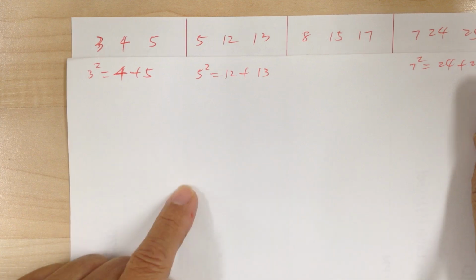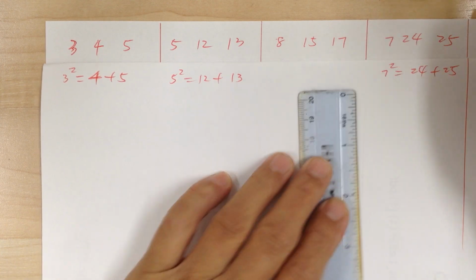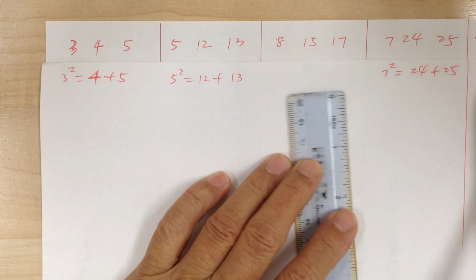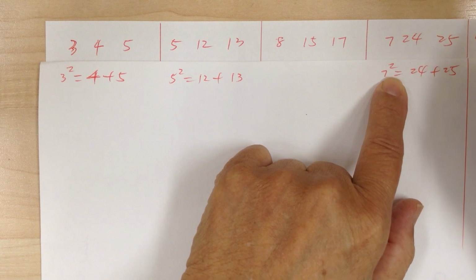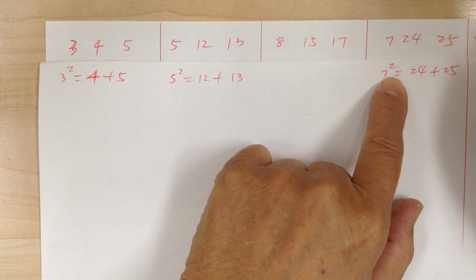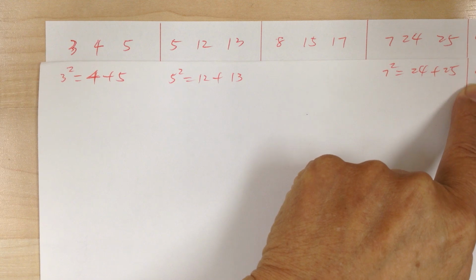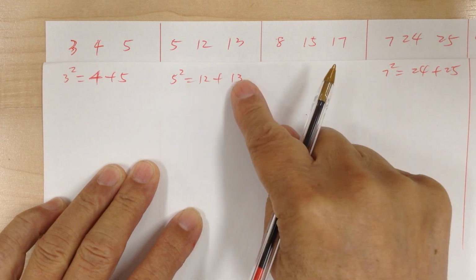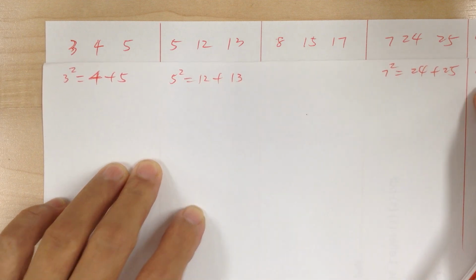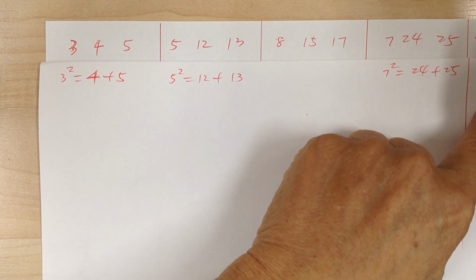By this conclusion, if it's a 9, what would be the other two numbers to form the triple? Well, 9 squared is 81, so it would equal 40 plus 41. By the way, see that they're consecutive numbers, like 12, 13 and 24, 25. So this would be 9, 40, 41.